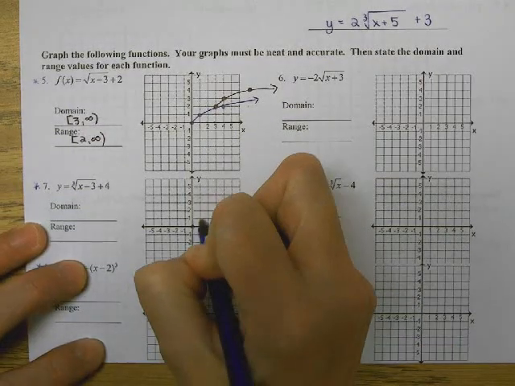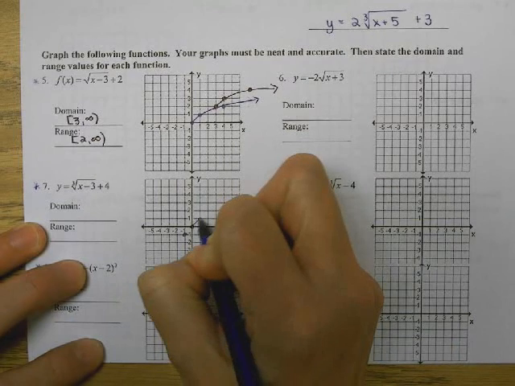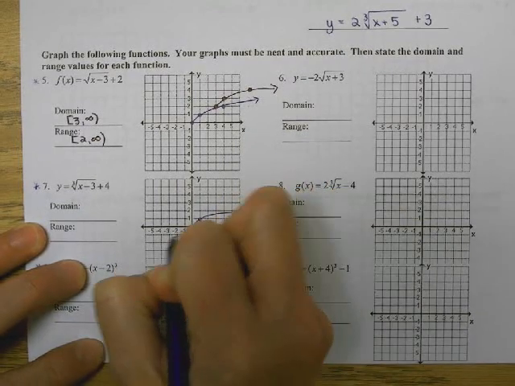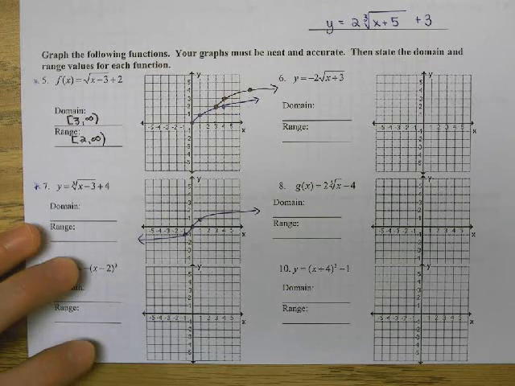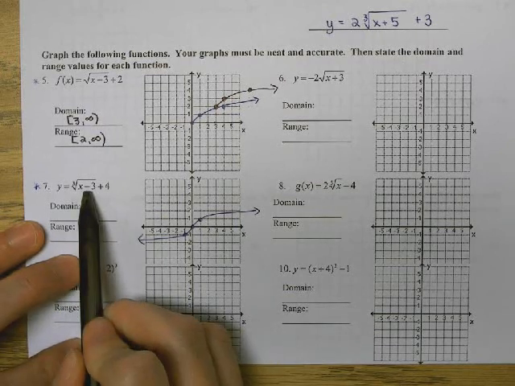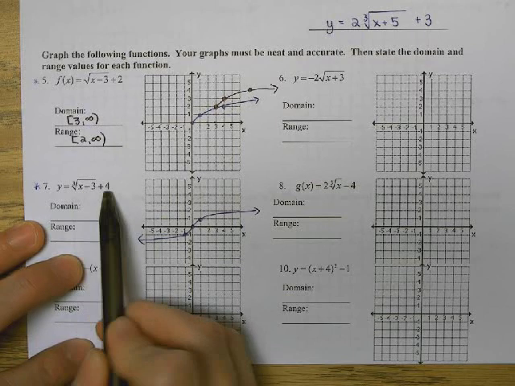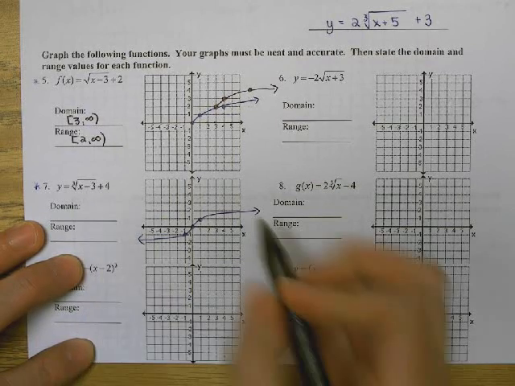Okay. Number 7, we are starting with a cube root function. So again, I'm going to start with my parent function. And then I am doing a transformation of minus 3 plus 4. Minus 3 moving it to the right 3. And plus 4 at the end, I'm going to move it up 4.